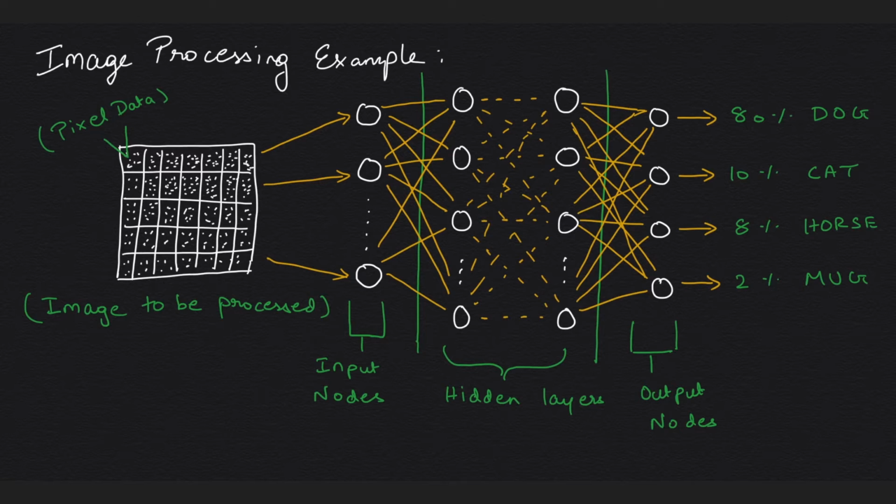Once the computation is done, we would come out at the output nodes with a classification that may denote the image as roughly 80% dog, 10% cat, 8% horse, and 2% mug, for instance. Since the majority of the image lies in 80% dog, we store the image under the label of dog. And this is how we process an image using neural networks.